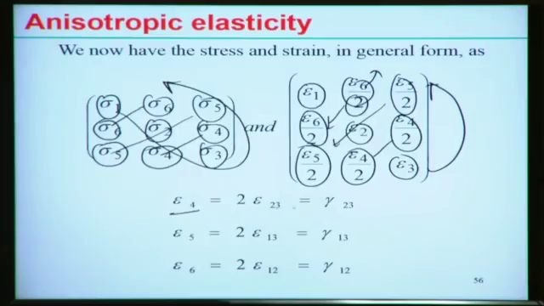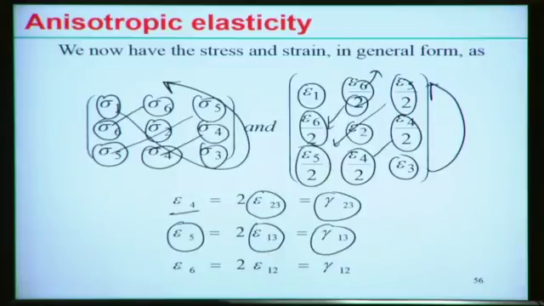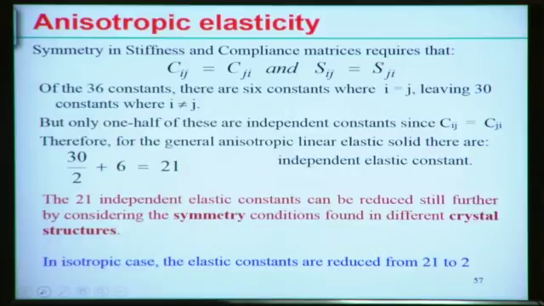Epsilon 4 is basically 2 times epsilon 2,3, and we can use the direct notation gamma 2,3. Similarly epsilon 5 is 2 times epsilon 1,3, which corresponds to gamma 1,3, and epsilon 6 corresponds to gamma 1,2. So these are all the shear components we have written, in this way to make the calculation simple.